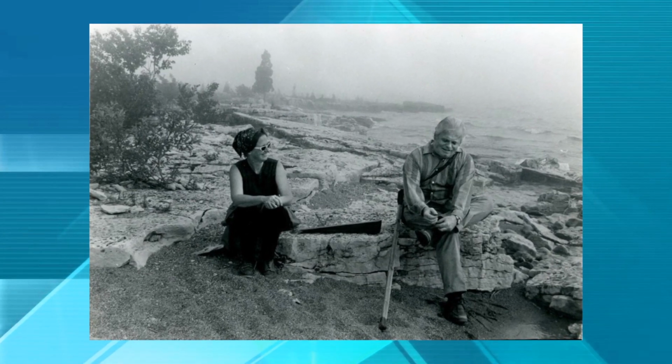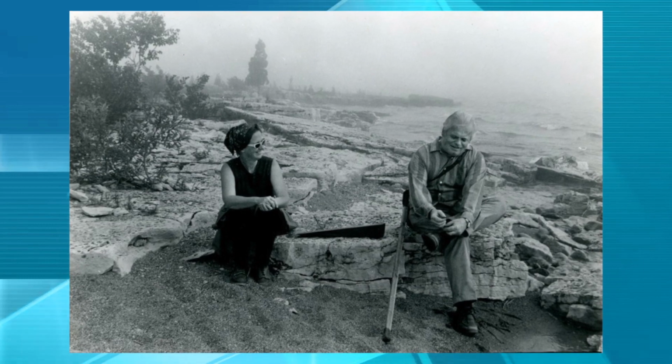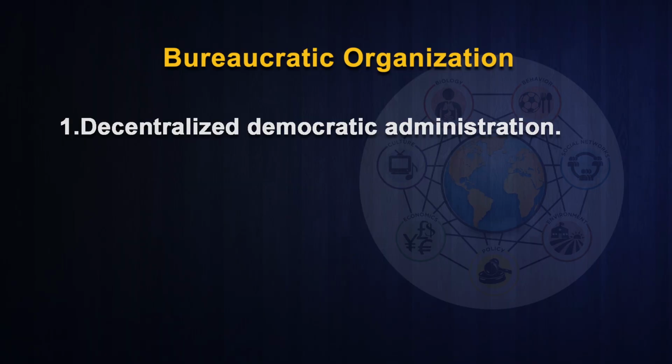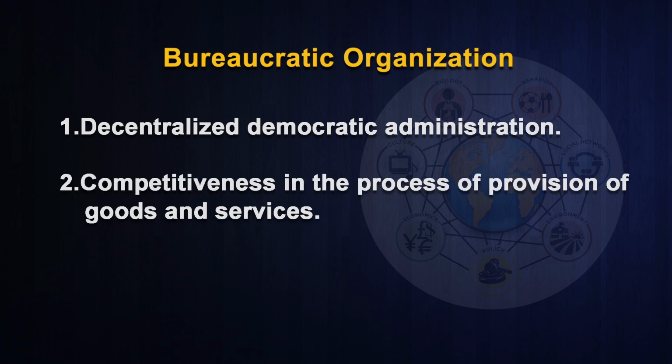This is another important area the public choice theory all the time concentrates on. This school, that is the public choice school of thought, sees the organization as sovereign individuals making organizational decisions. Vincent Ostrom disputes the organizational efficiency of bureaucracy in comparison to other alternative organizational forms. The alternative forms, according to Vincent Ostrom, should be based on decentralized democratic administration, competitiveness in the process of provision of goods and services.